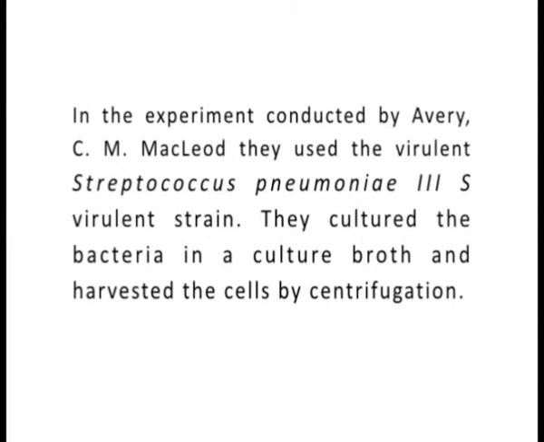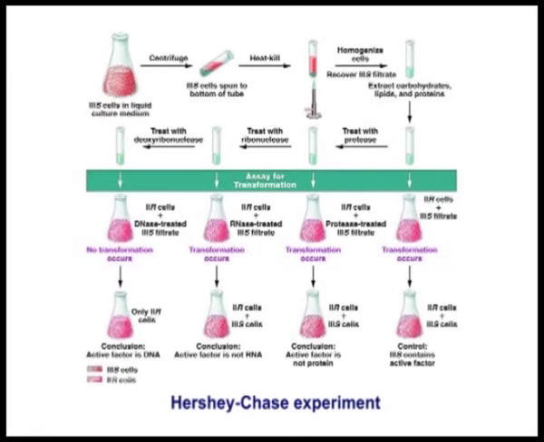In the experiment conducted by Avery, MacLeod and McCarty, they used the virulent Streptococcus pneumoniae type 3S strain. They cultured the bacteria in a culture broth and harvested the cells by centrifugation. The harvested cells were then heat-killed and lysed. The lysate was subjected to lipid and carbohydrate extraction. The remaining lysate that contained DNA, RNA, and proteins was tested for the ability to transform the rough strain of Streptococcus pneumoniae into the S strain.